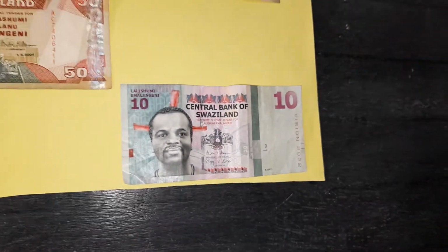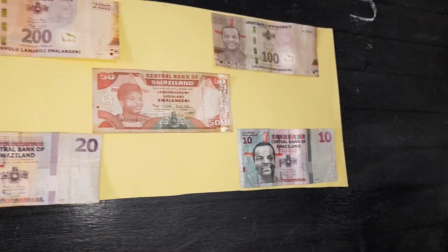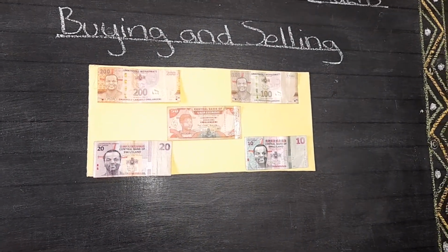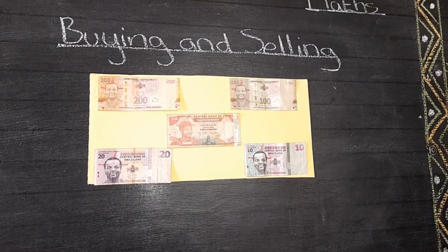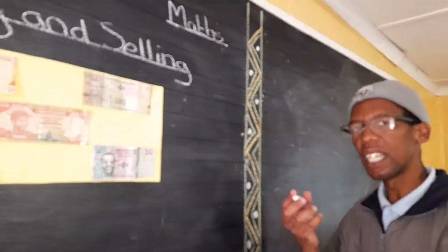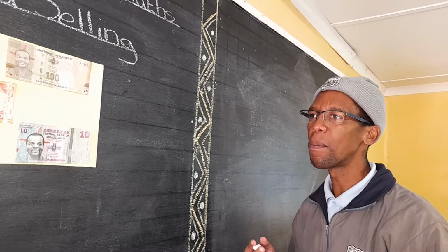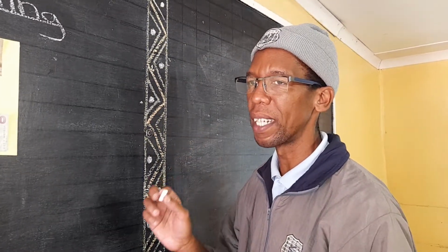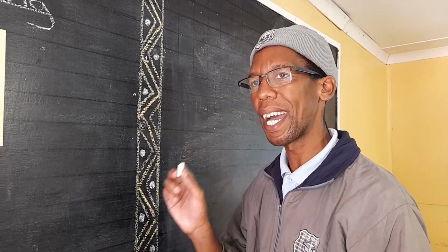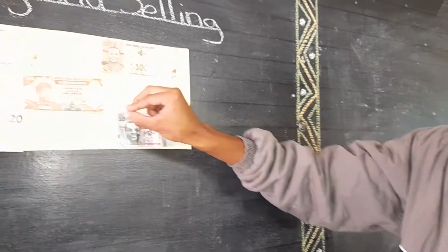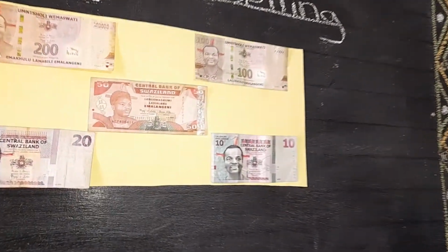Okay, the major objective of this topic is to know how to calculate or how to count money. If you go to buy, you must always know what the change will be. For example, if your parent sends you to go buy a loaf of bread, which costs 10 Emalangeni, they give you 50 Emalangeni to go buy that loaf of bread.